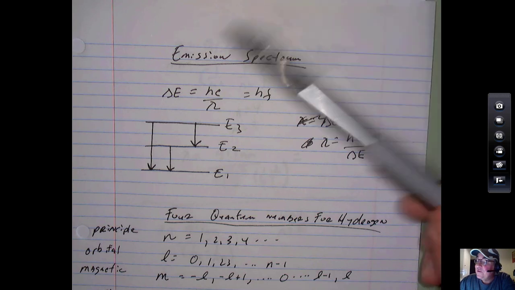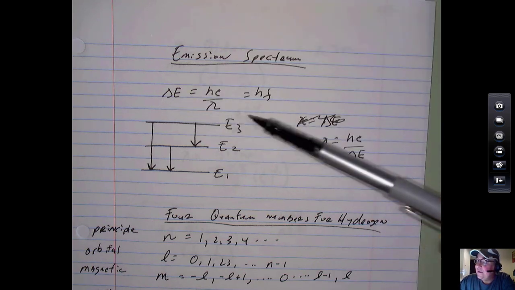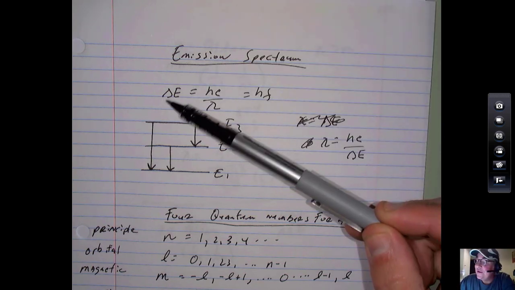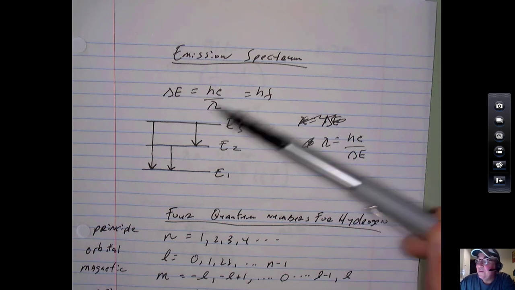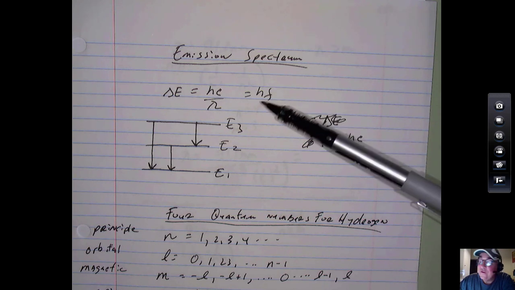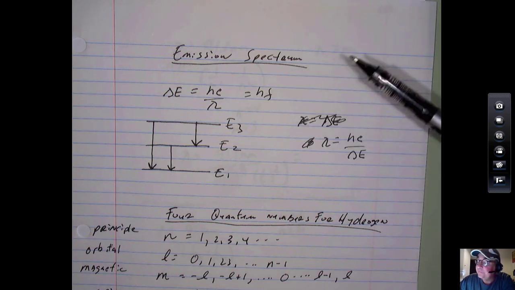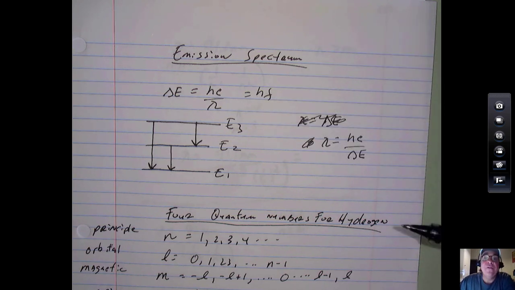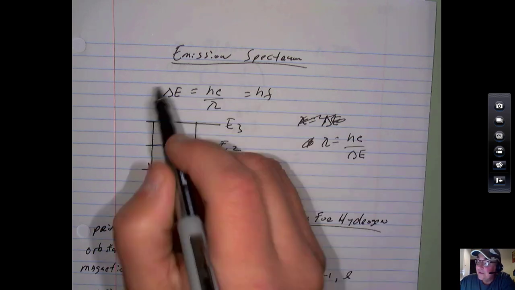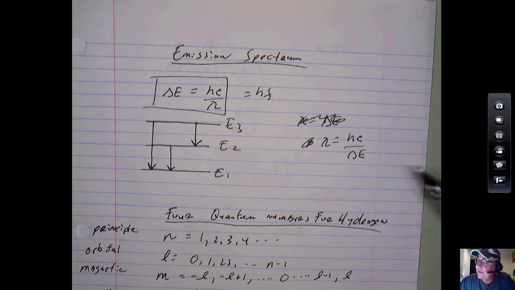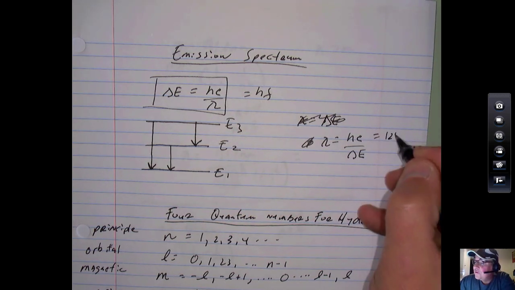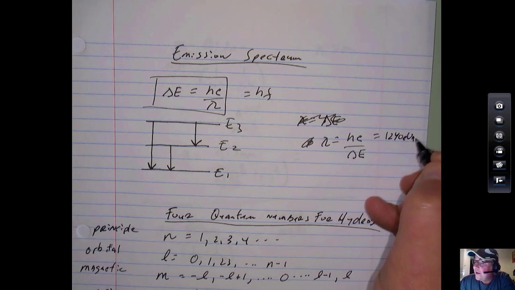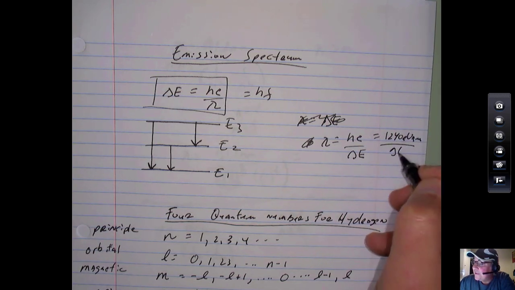Here's the formula that governs this phenomenon. The difference in energy, that's the difference between the different levels, is hc divided by the wavelength, or if you want to do it in terms of frequency, h times f. If you want to calculate the wavelength that's emitted, you take this formula and solve it for the wavelength. So that would be hc divided by the difference in energy. And if you want, 1240 eV nanometers divided by the difference in energy.